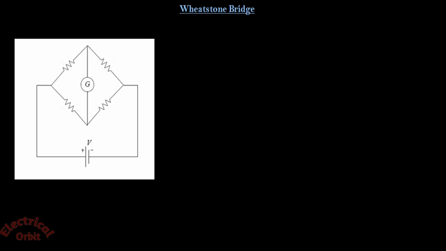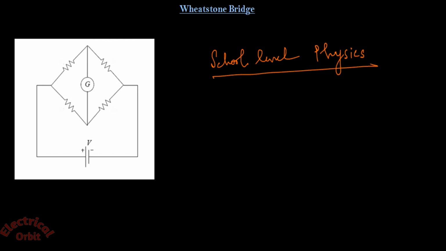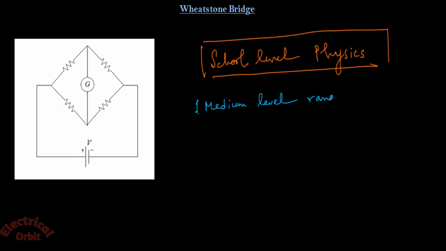In this lecture, we are going to understand the concept of Wheatstone bridge. Now, the elementary conception of this bridge has already been studied in our school level physics in current electricity chapter. I am just giving a brief description of this bridge. A Wheatstone bridge is generally used for medium range resistance measurement purpose.